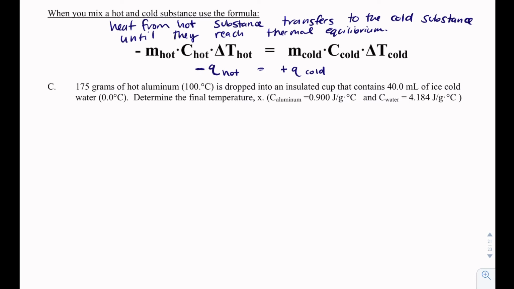Okay, so go ahead and read question C, underline what you're given, circle what we need to find, and make sure you label whatever you're underlining. Is it an M? Is it a T? What is it?